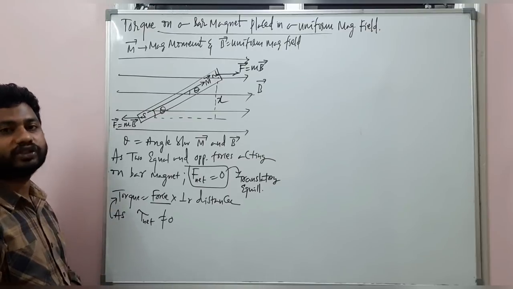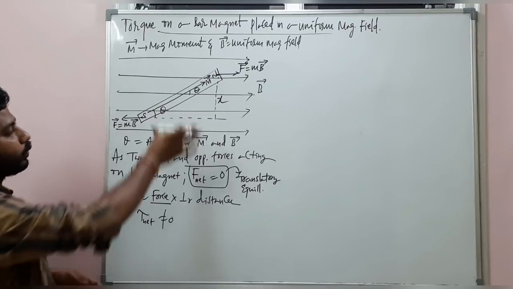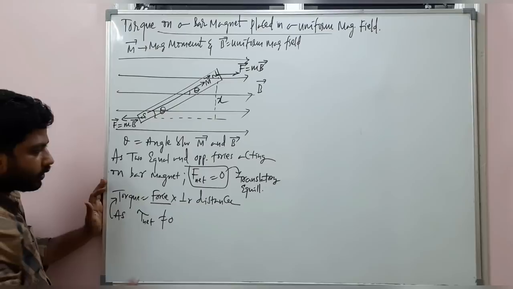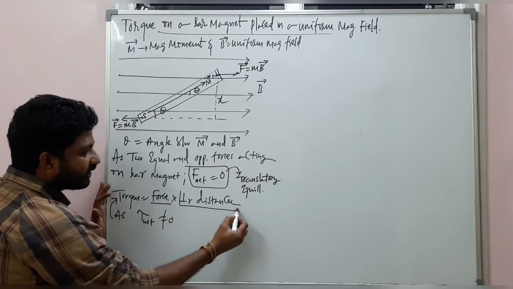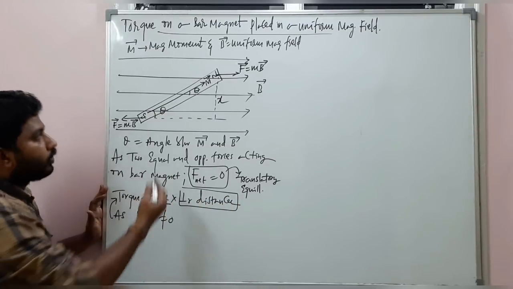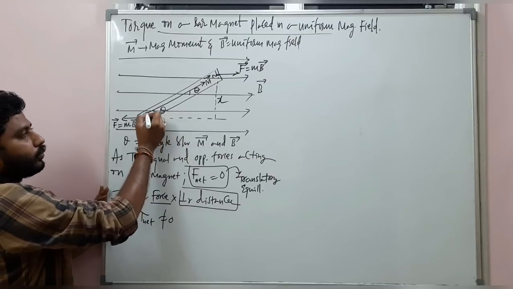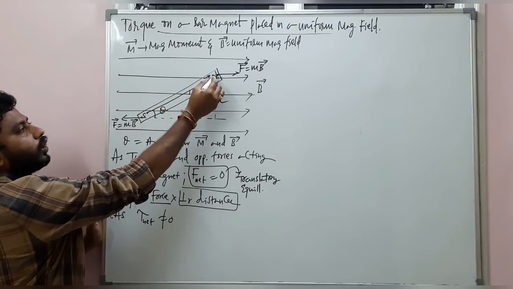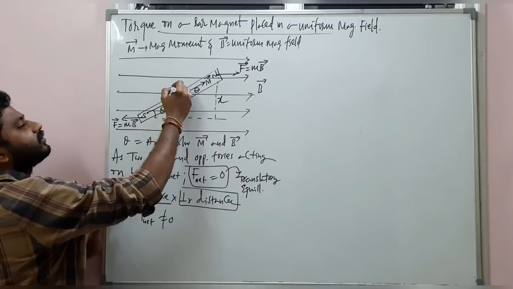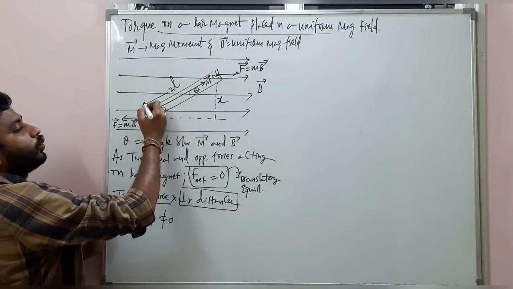Torque is equal to force into perpendicular distance. And what is the perpendicular distance here? Let's concentrate on this perpendicular distance topic. So from this triangle, from south pole to north pole, this is 2L, yes or no? This is called what?